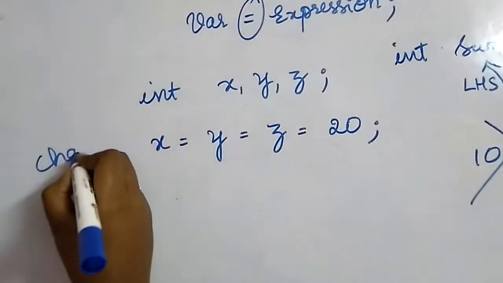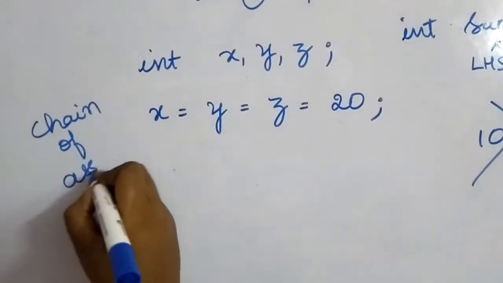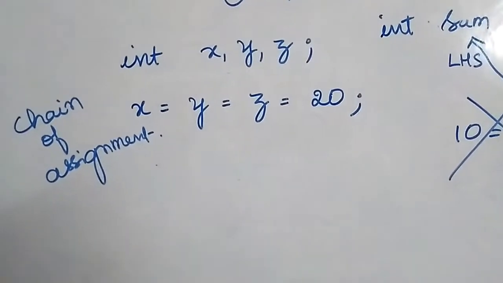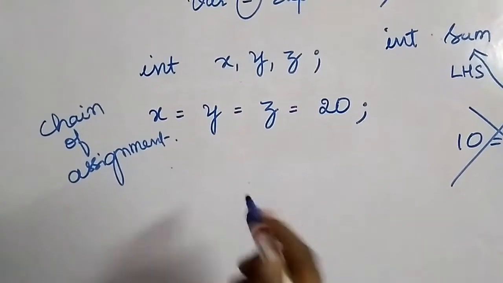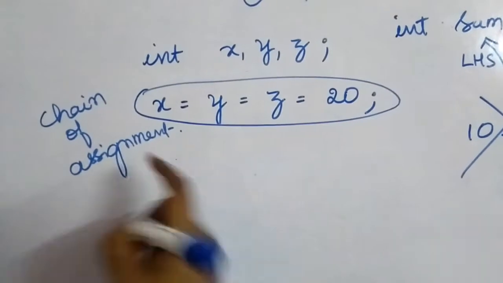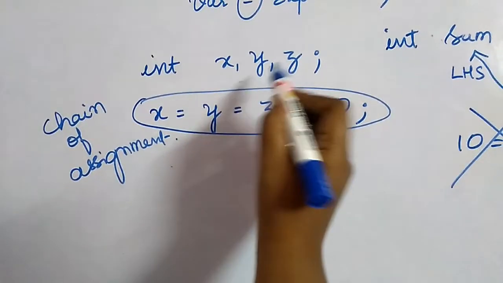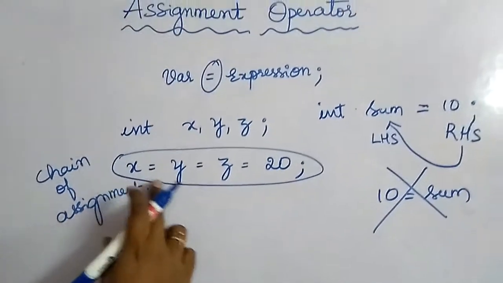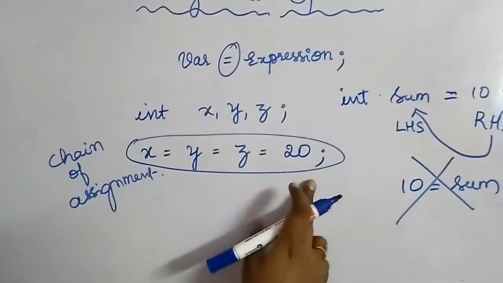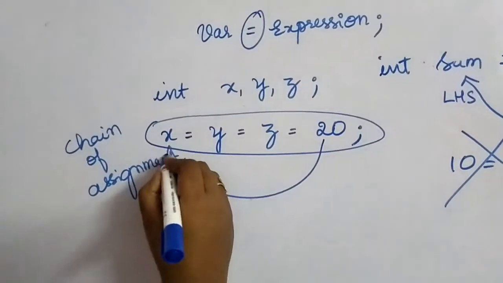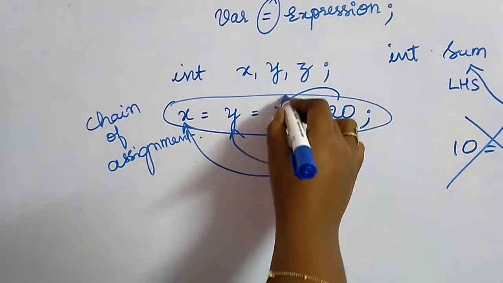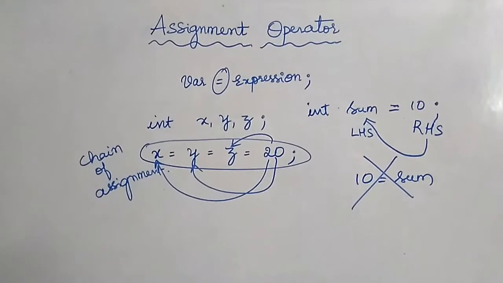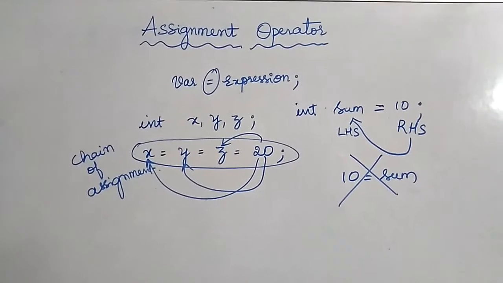It is also possible to have a chain of assignments. This is one advantage that you have with the assignment operator. When you have a group of variables that have a common value, you can simply do it like this. This is called a chain of assignments. I have x, y, z, all three having a common literal value. So you can say x is equal to y is equal to z is equal to 20. 20 will be assigned to x, y will also get 20, and z will also get 20. You can do this in your programming if there are variables that have the same literal.